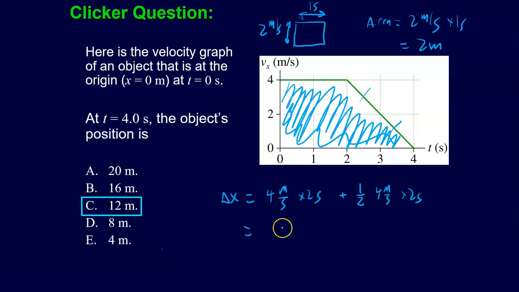And so this is another way to kind of visualize it. So 8 meters, and then here would be 8 divided by 2, which is 4, equals 12. And so that's just a graphical way to understand how you can get position from velocity.